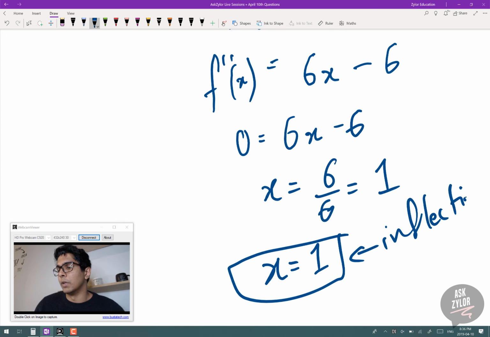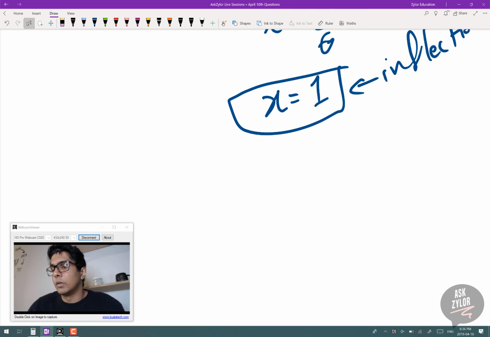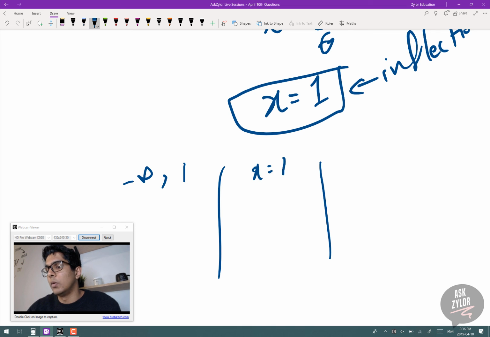What that means is I'm going to change from concave up to concave down, or I'm going to change from concave down to concave up. Right? So how can I check which is my concavity on my left and on my right? So I'm going to draw an interval table. So from negative infinity to 1, what is it going to be? At x is equal to 1, what is it going to be? And from 1 to positive infinity, what's it going to be?